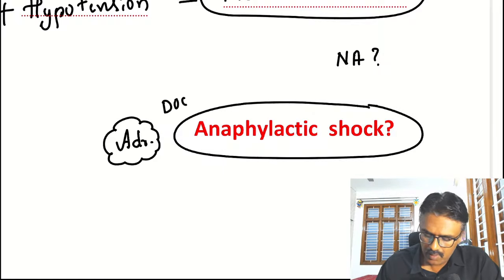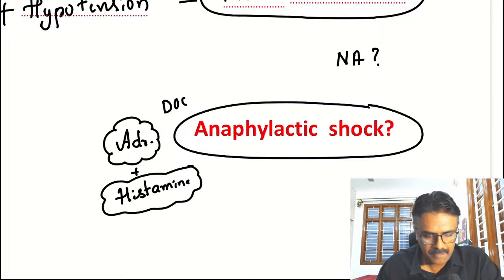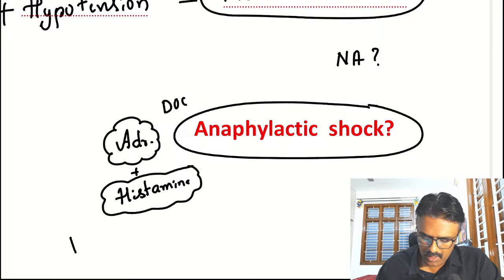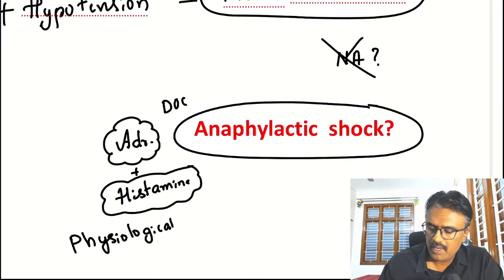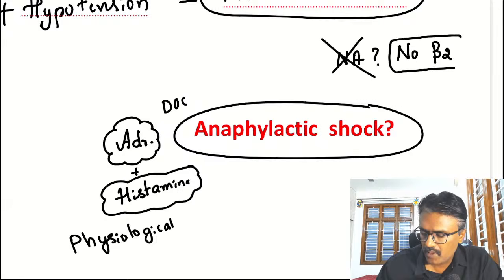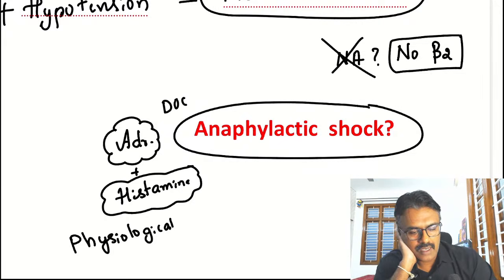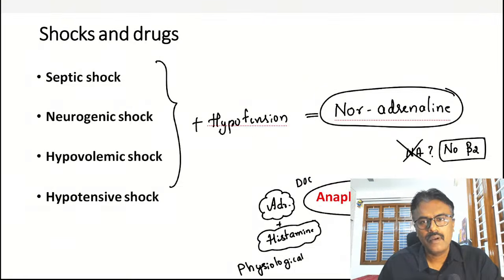Now tell me, what is the antagonism between adrenaline and histamine called? The main culprit for anaphylaxis is histamine. What is the antagonism called? Anybody? The antagonism is called physiological antagonism. Will we use noradrenaline for anaphylactic shock? No, because noradrenaline is not a physiological antagonist and noradrenaline has no beta 2 action. Because of that, we don't give it in anaphylactic shock. It won't work. So this is the summary of what you have to remember in these emergency drugs.